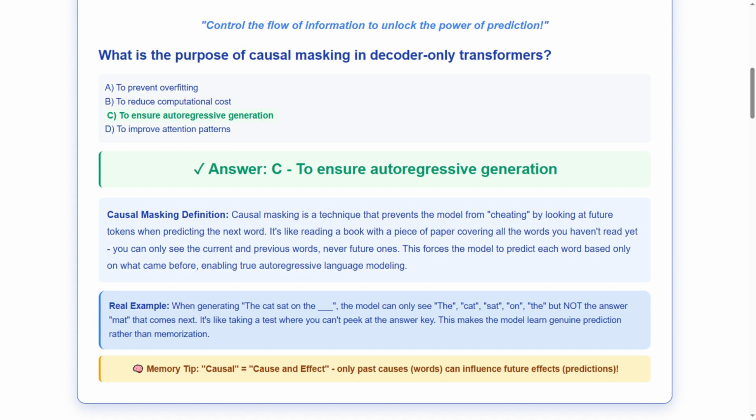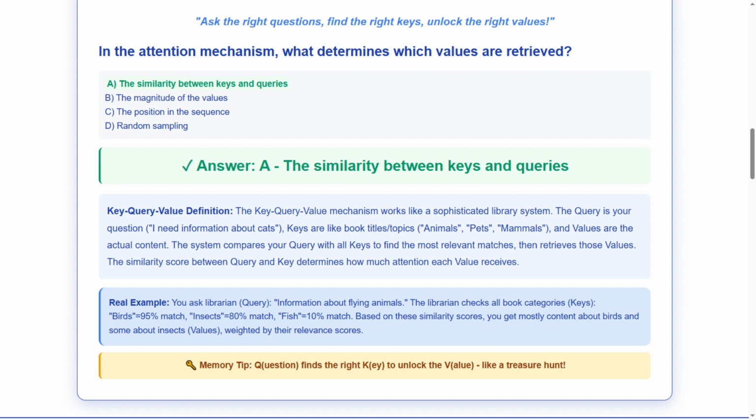The memory tip reminds us that causal equals cause and effect. Only past causes, which are words, can influence future effects, which are predictions. Remember, past influences future. Our next question explores the attention mechanism.